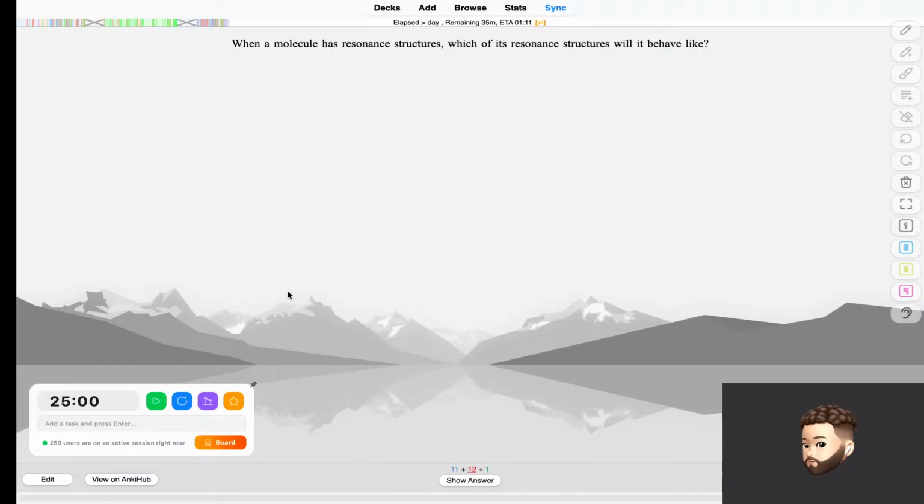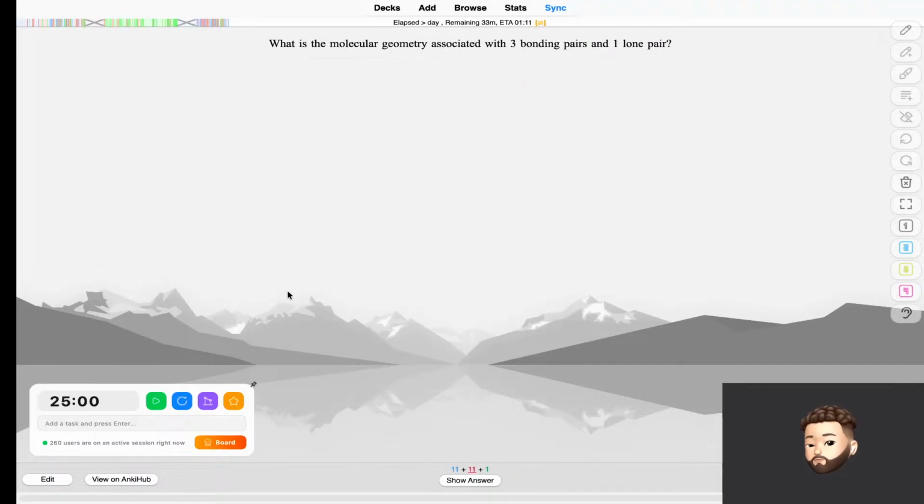When a molecule has resonance structures, which of its resonance structures will it behave like? It's going to behave like a hybrid of all of them, except if there's one that's dominant. If there's one that's dominant, it's going to have small features of the non-dominant ones.